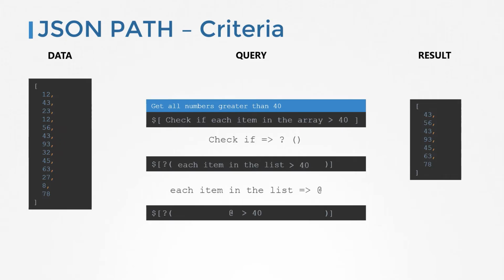Similarly, you can use other operators like @ equals 40, @ not equals 40, or @ in a set of numbers like 40, 43, or 45. So that would return all the numbers that are either 40 or 43 or 45, and @ not in a set of numbers. So that would return all those numbers that are not 40, 43, or 45. So those are a few operators of the many available with JSON path.